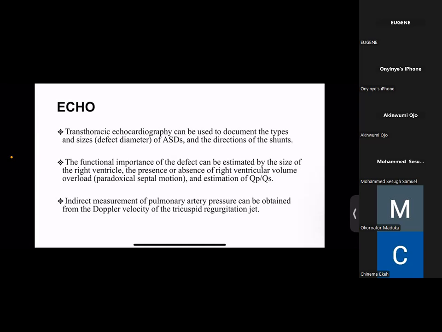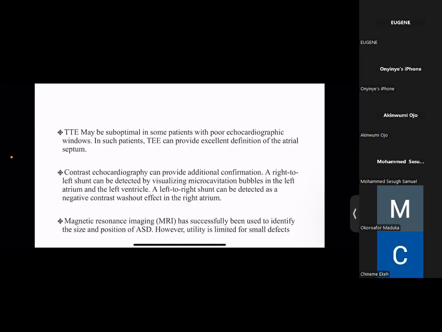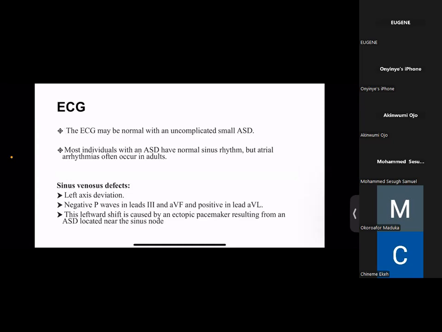Indirect measurement of pulmonary artery pressure can be obtained by the Doppler velocity of the tricuspid regurgitation jet, which we can use to measure the pulmonary systolic pressure. Contrast echo can provide additional confirmation. A right to left shunt can be detected by visualizing microcavitation bubbles in the left atrium and left ventricle. An MRI can also be used, which can tell us the position of the ASD.